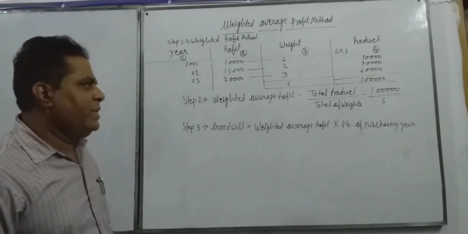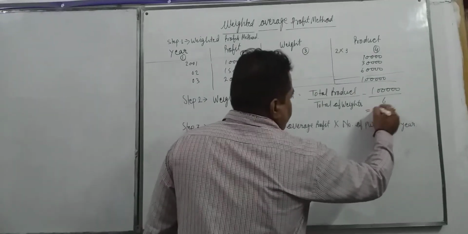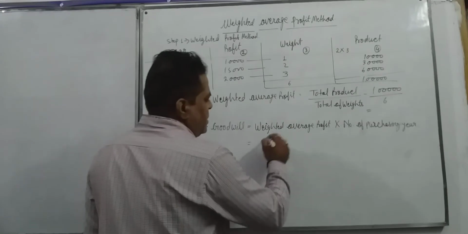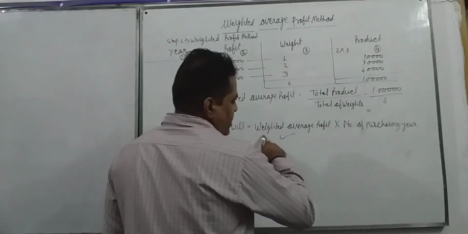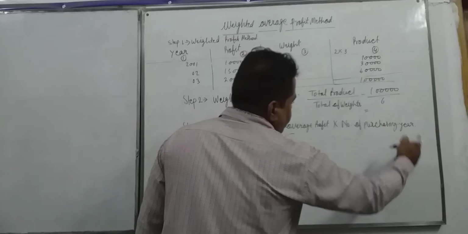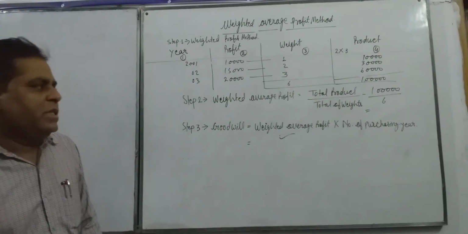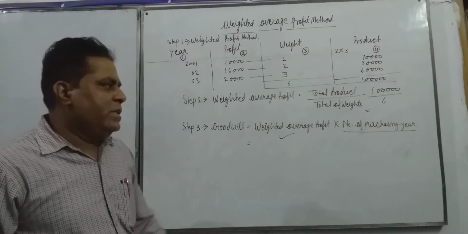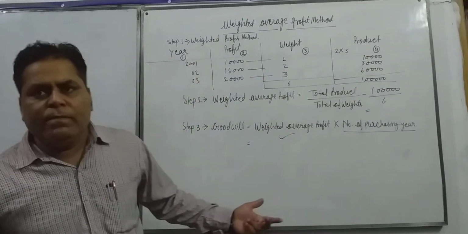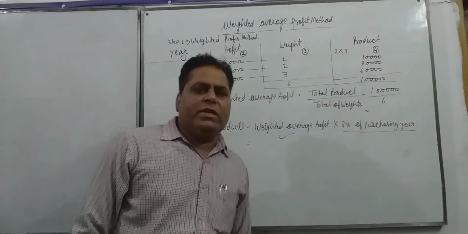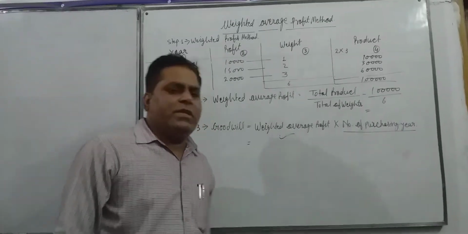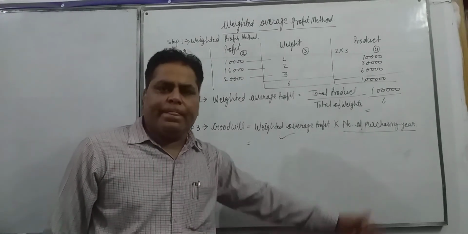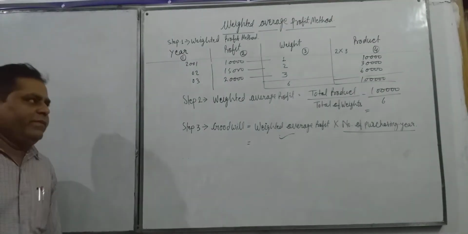After that, whatever is the answer from your second step, simply multiply this weighted average profit by the number of purchasing years. You can find out your goodwill. This number of purchasing years will be given in the question, and this is very important. I will explain what is the number of purchasing year and what is the use of it in my next class, in the online class. So this is all about weighted average profit.